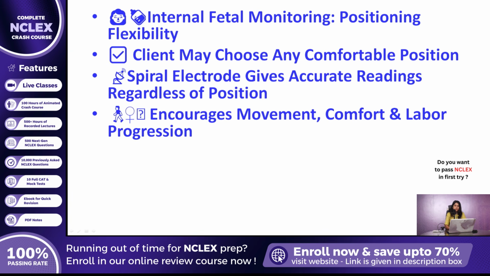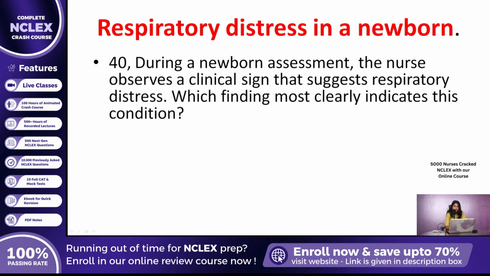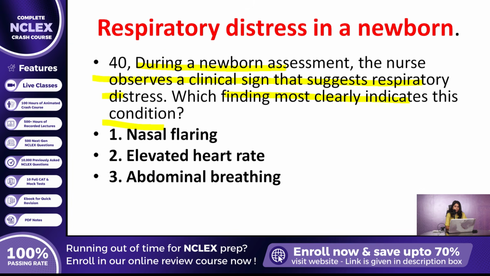Let us now explore question number 40, which highlights the recognition of respiratory distress in a newborn. The question states, during a newborn assessment, the nurse observes a clinical sign that suggests respiratory distress. Which finding most clearly indicates this condition? The options include 1. Seizure, 2. Nasal flaring, 3. Elevated heart rate, 4. Abdominal breathing, 5. Slowed respiratory rate.